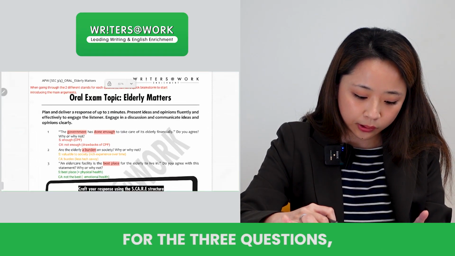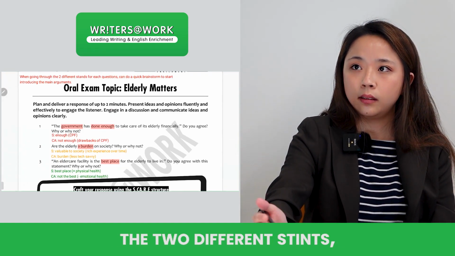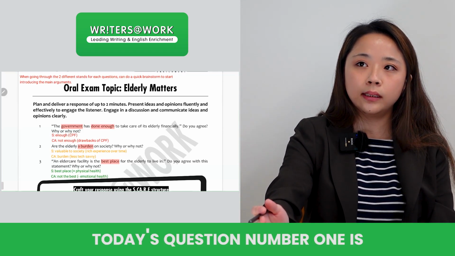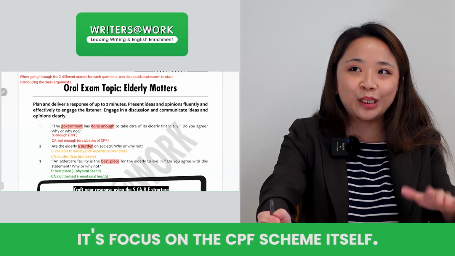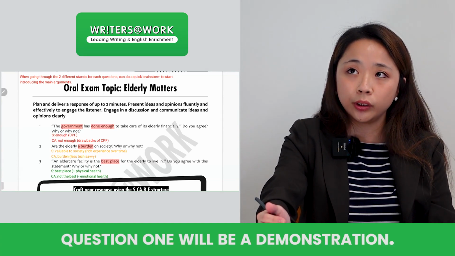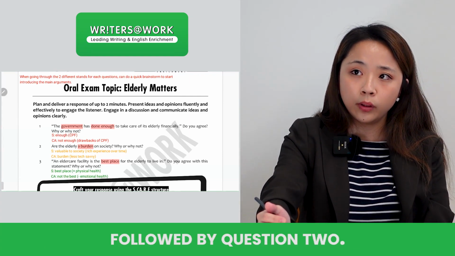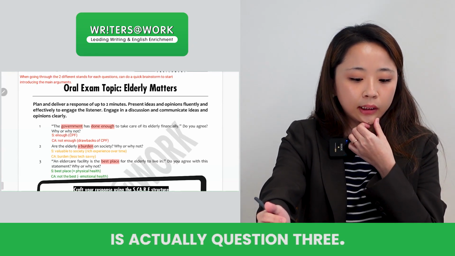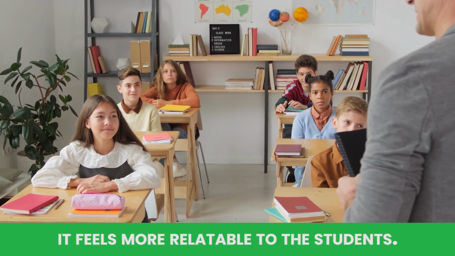Okay, for the 3 questions, when you're breaking down the 2 different stands, I will introduce the key arguments. Today's question number 1 is very focused on content. It's focused on the CPF scheme itself, okay, and the drawbacks. Question 1 will be a demonstration, okay, and then we'll move on to question 3, followed by question 2. I believe the key highlight and takeaway for this lesson is actually question 3. It feels more relatable to the students.